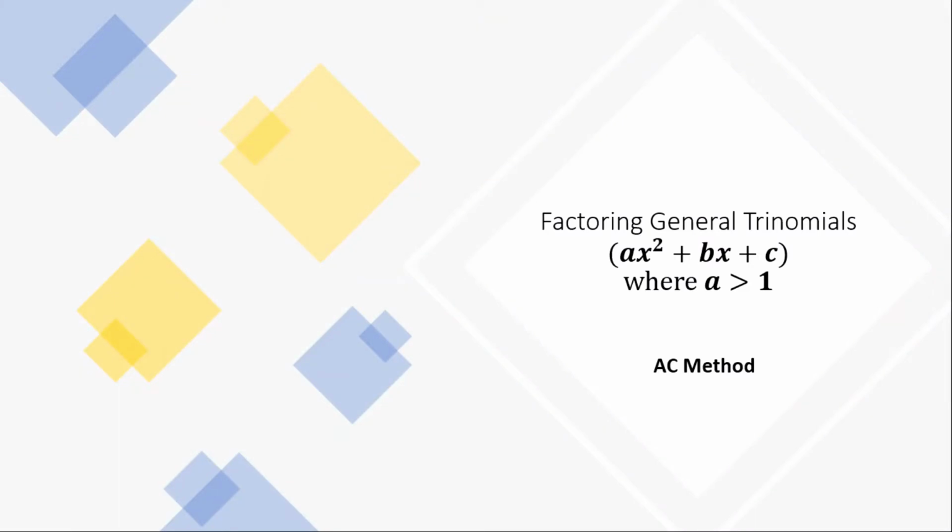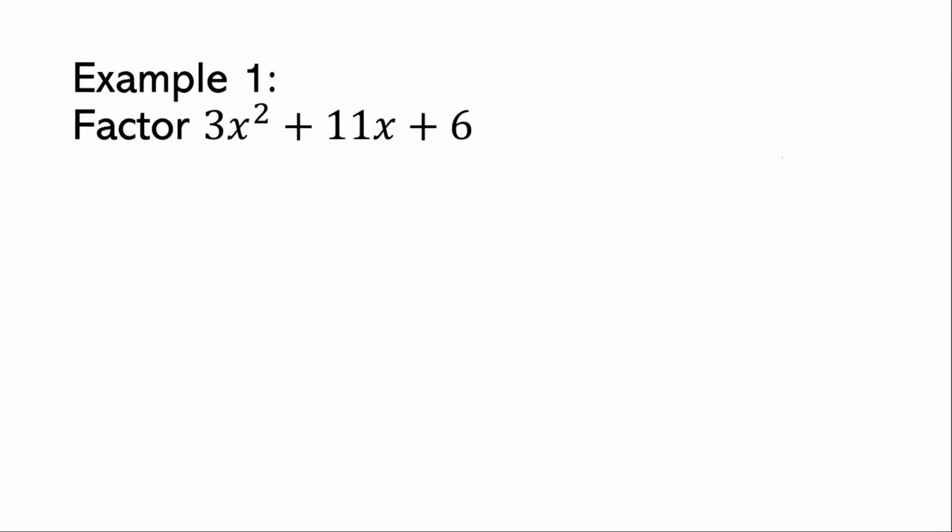Hi, in this video we are going to discuss factoring general trinomials where the leading coefficient a is greater than 1. And in this, we are going to use the AC method. Let's try to factor 3x squared plus 11x plus 6.